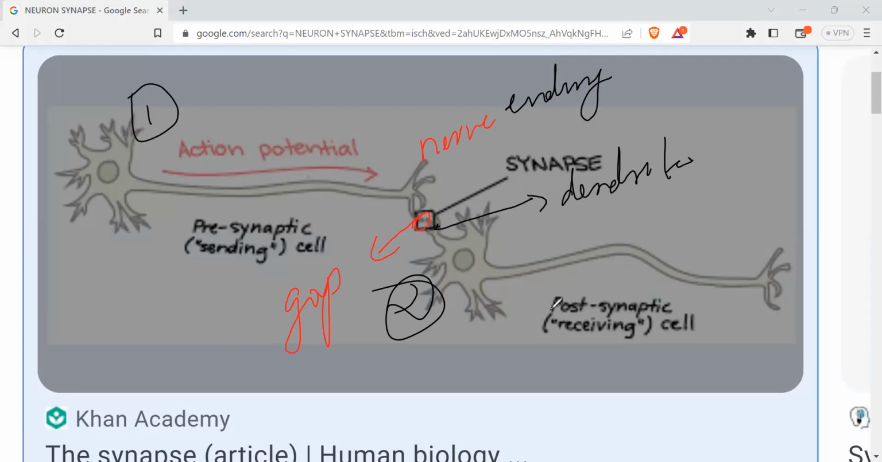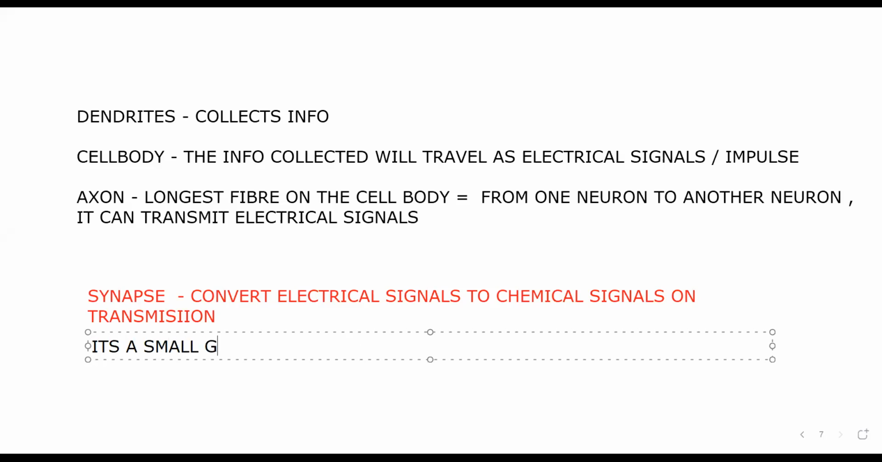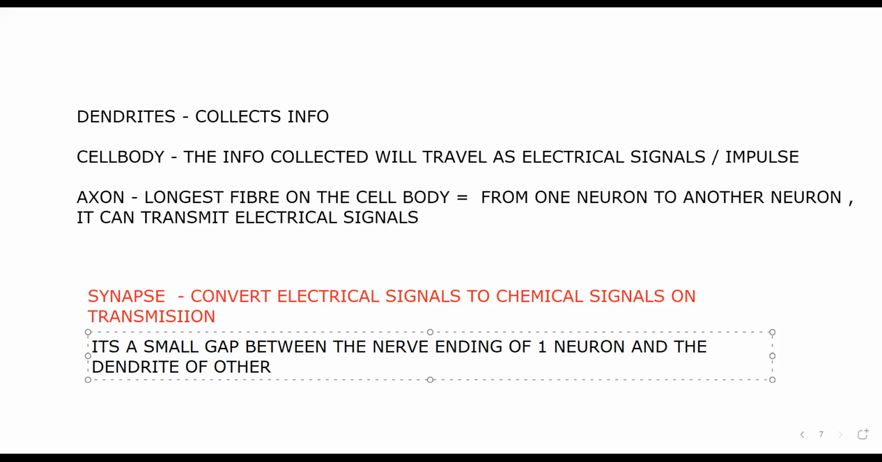I'll write down the definition also. Synapse definition: it is a small gap between the nerve ending of one neuron and the dendrite of the other neuron. Such a simple term it is.